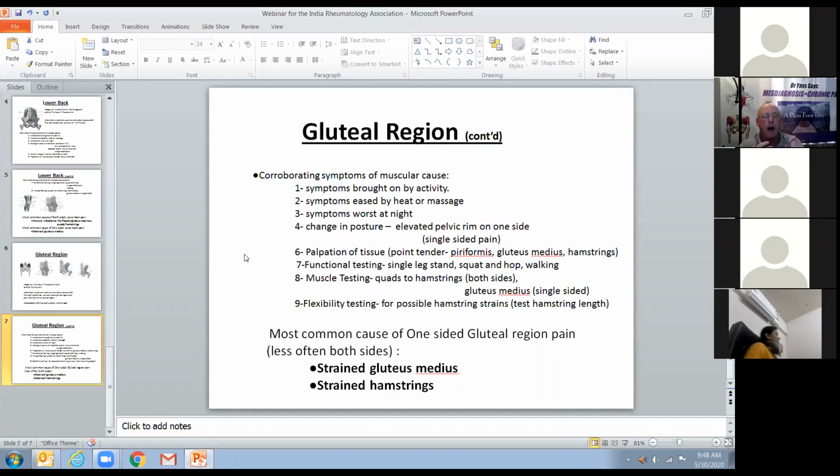If it's in the bottom of the gluteal region, we want to see what that hamstring length is. And from that, we're going to be establishing whether it's strained. And if it is severely strained, we're actually going to want to strengthen the quad until we get the full length of the hamstring, and then strengthen that. So the primary causes of pain in the gluteal region is a strained gluteus medius and hamstring.